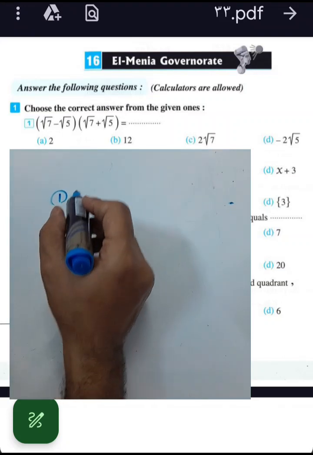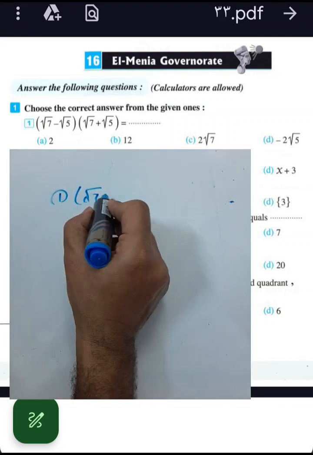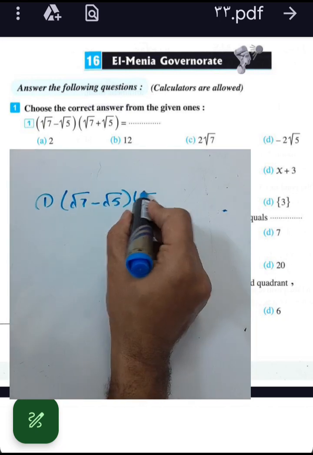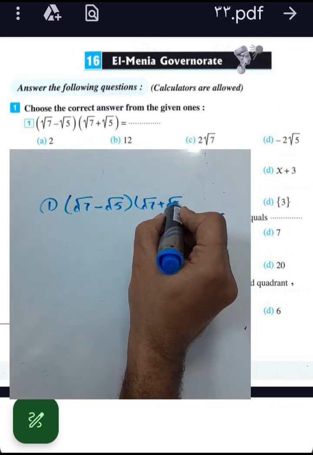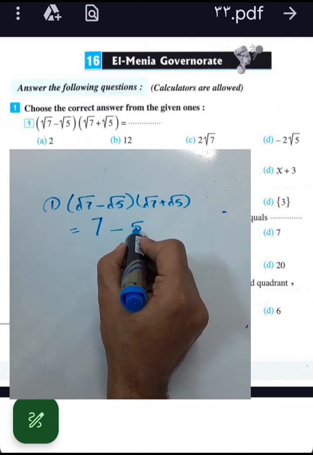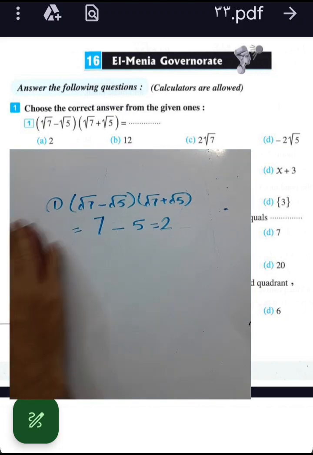Question number 1. Root 7 subtracted by root 5 times root 7 plus root 5. Root 7 times root 7 equals 7. Root 5 times root 5 equals 5. The difference between them equals 2.